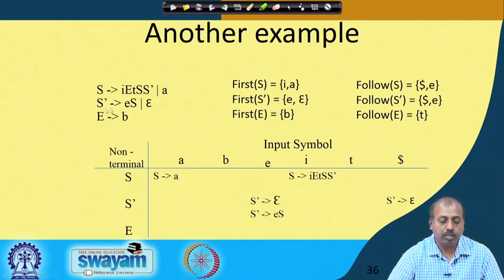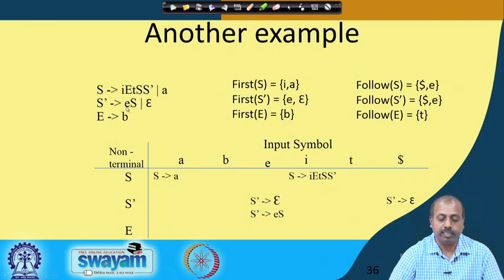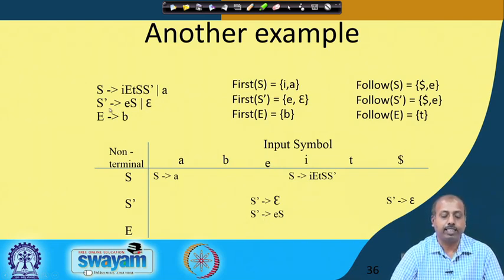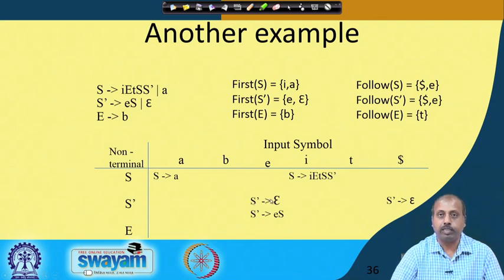Now, the second rule, S dash producing E S. It says that whatever is in first of E S, there I have to add this rule. The first of E S is E, so S dash producing E S is added here. Now, S dash producing epsilon says that whatever is in follow of S dash, there I should put S dash producing epsilon. Follow of S dash has got dollar and E, so in dollar I put S dash producing epsilon, and in E also I put S dash producing epsilon.